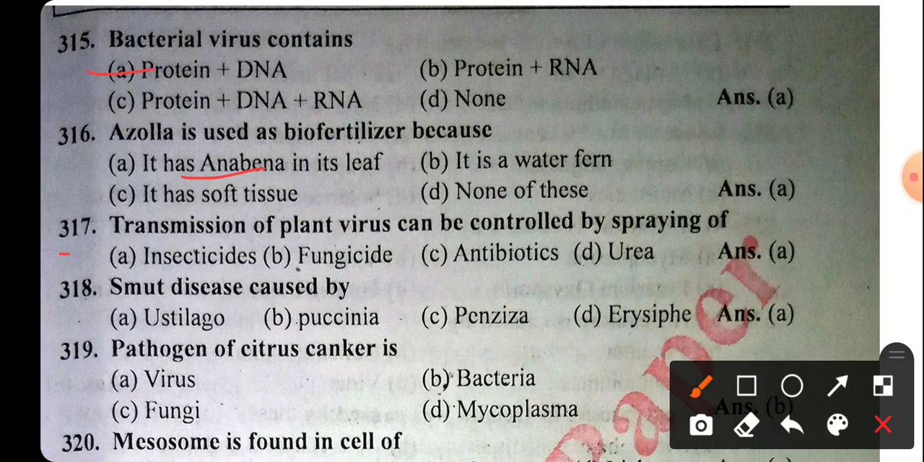Now the next question is: transmission of plant virus can be controlled by spraying of, that is we know that by spraying of insecticide we can control the transmission of plant virus. Okay, smut disease is caused by Ustilago. Option number A will be the right answer.